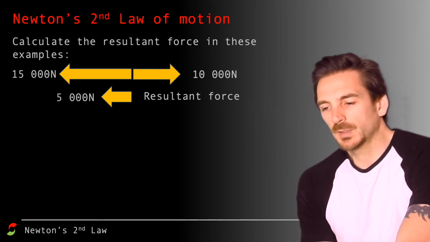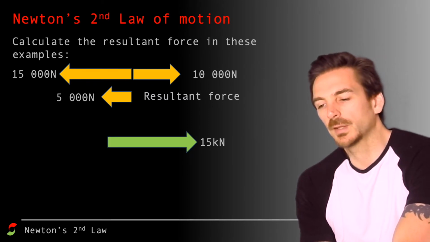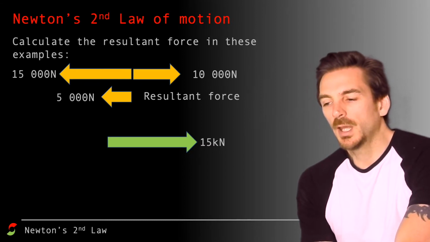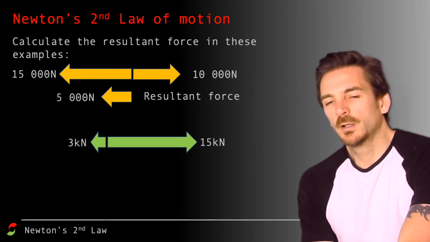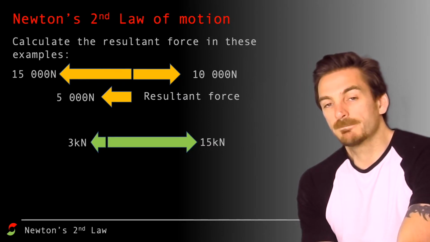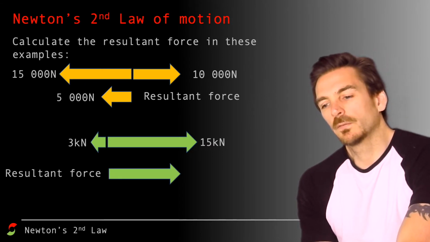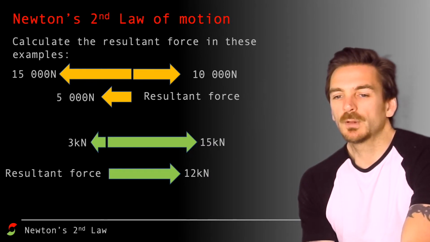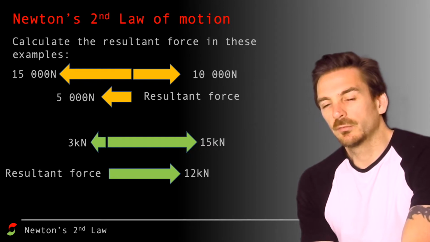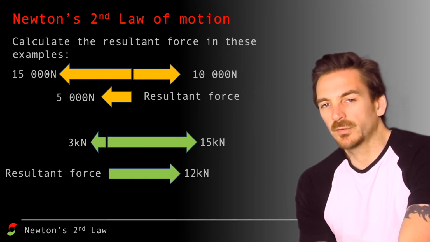Okay, let's try another one. Here we've got a force of 15,000 newtons to the right. That k means kilo, thousand. And a much smaller 3,000 newtons force to the left. The resultant force is going to be clearly to the right, and the difference between the two is going to be 12,000 newtons to the right. So that's the sort of little skill that you need to be able to do to get as many marks in exam questions when you're dealing with much harder Newton's second law questions.